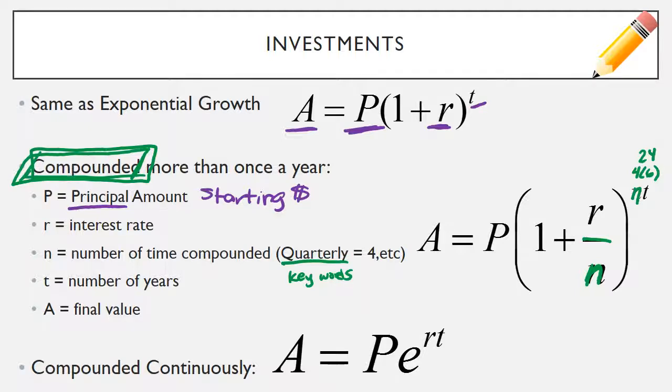So compounded matters, and this keyword of n, how often is it compounded? We also have compounded continuously. So my keyword here is continuously, meaning forever, constantly. It's hard to imagine that, but every second I'm earning interest. So that we can actually use base e for. So we don't have to worry about n because it's nonstop. So I have my principal amount times e to the rt.